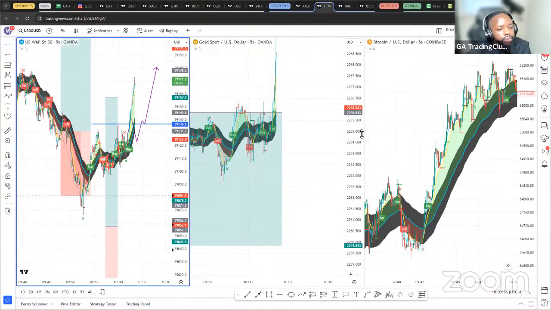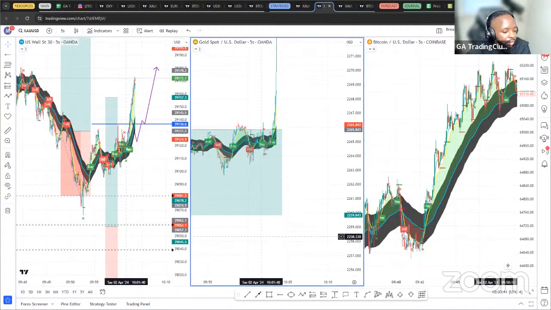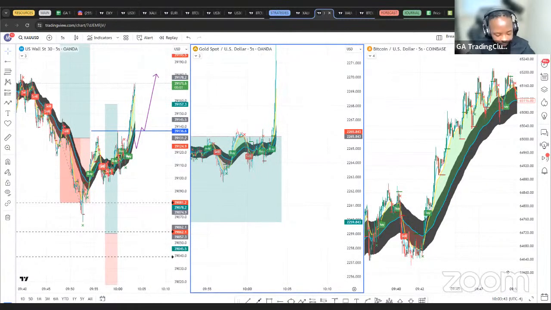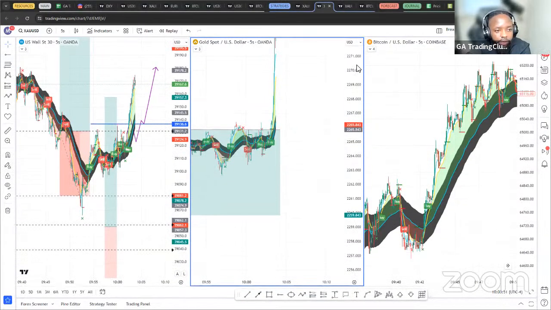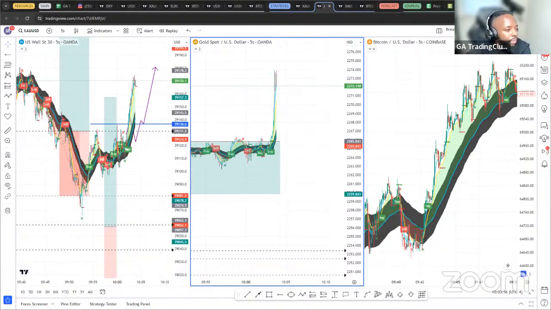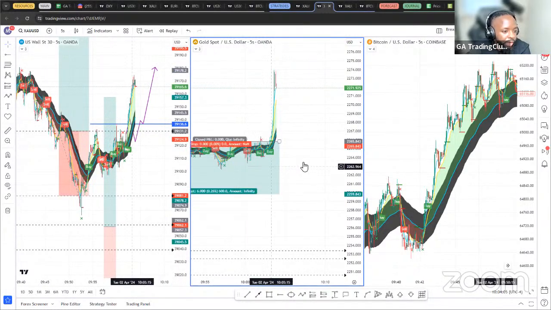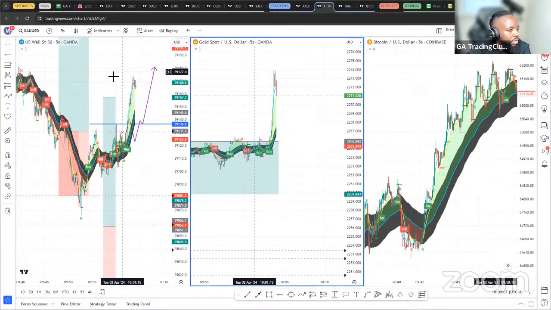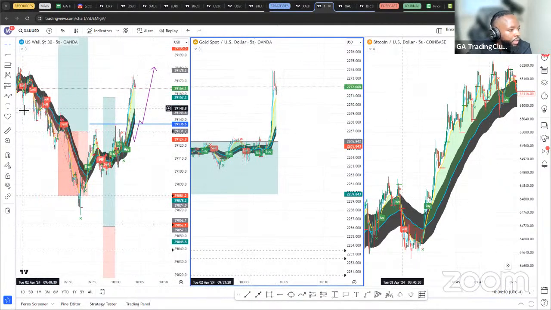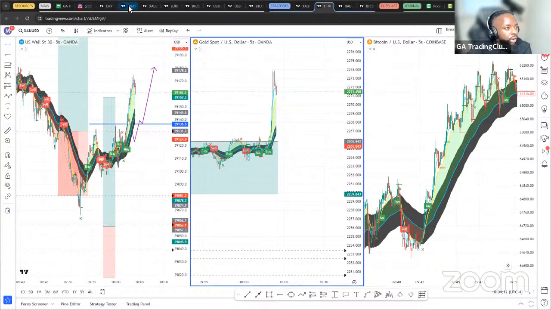And there goes gold. That's ideally why I didn't want to stay in that trade. So that's the same thing we saw on Thursday. If you start seeing those higher opposite, whether it's higher lows or higher highs, depending on the direction you're trading, you just exit and avoid that loss.